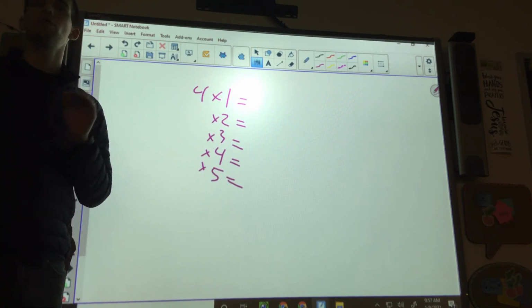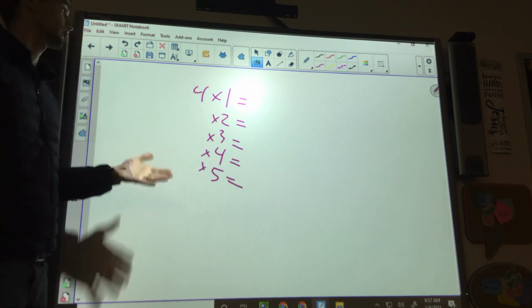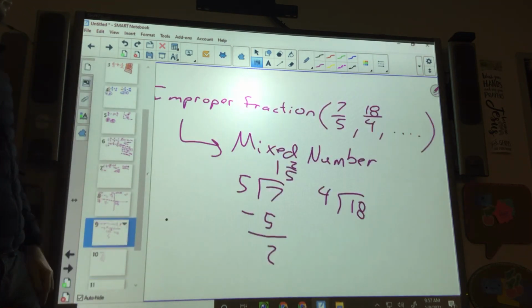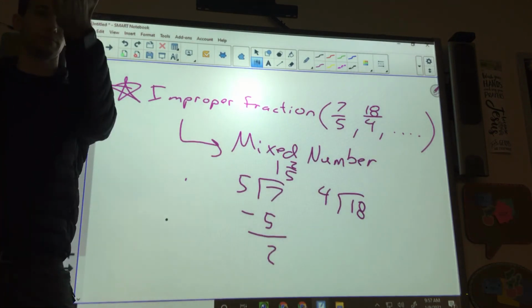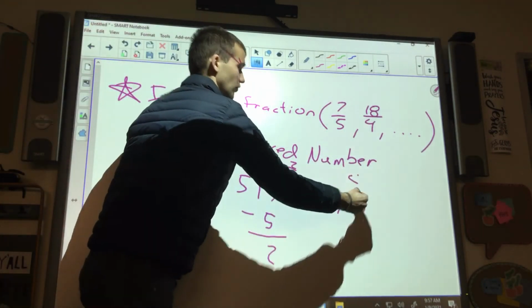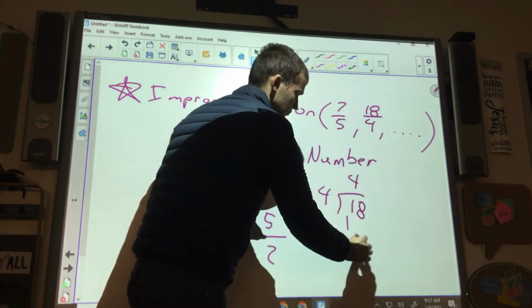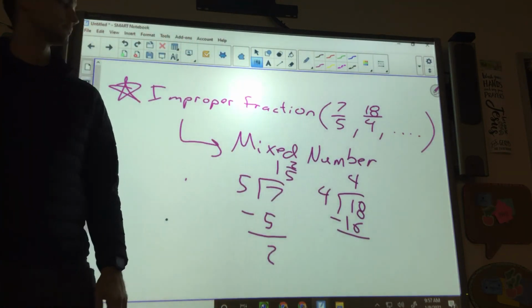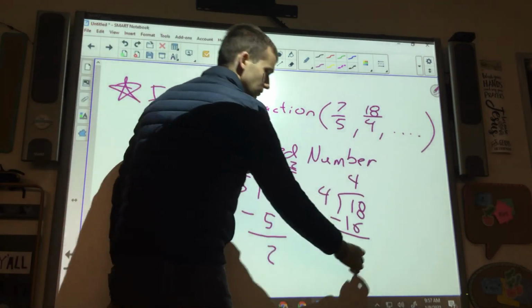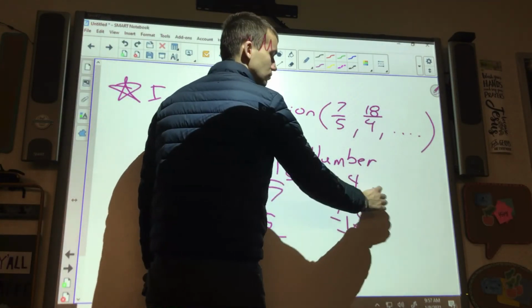You should know what your multiplication tables are so you can tell me how many times 4 goes into 18. How many times does it go in? 4. 4 times 4 is? 16. 18 minus 16 is? 2.